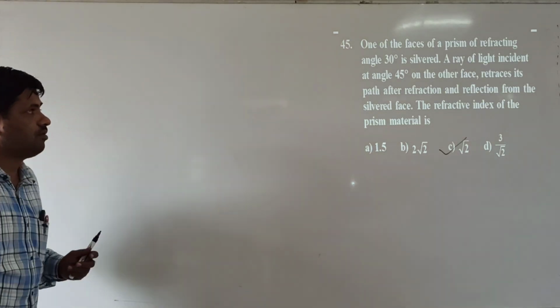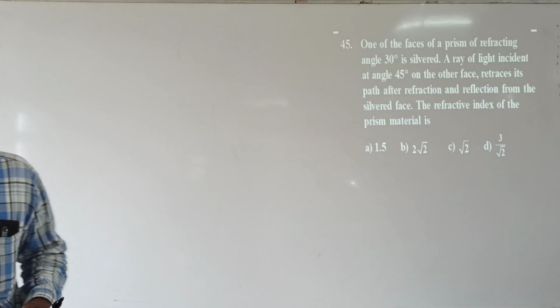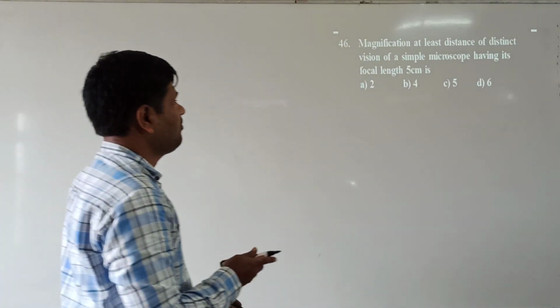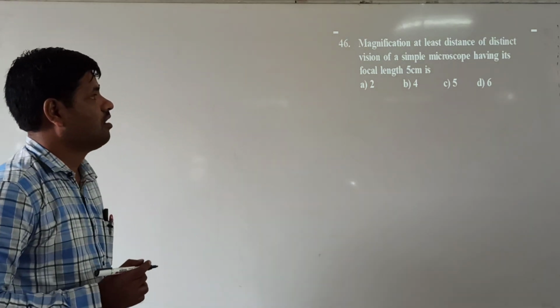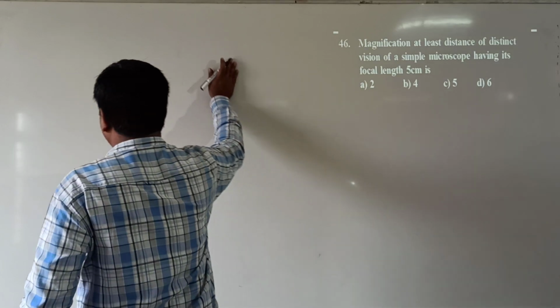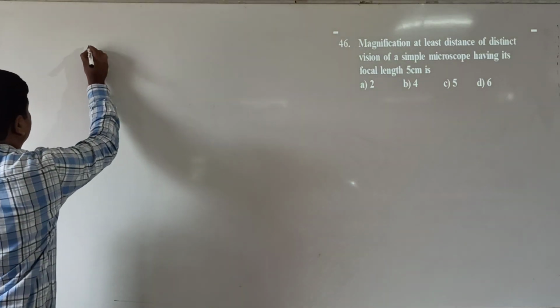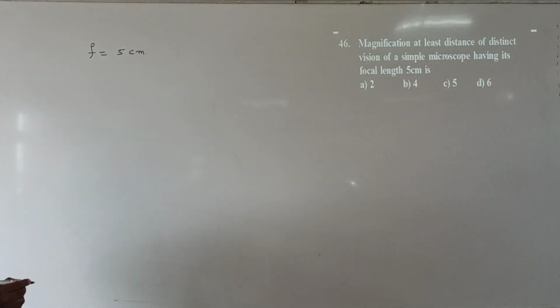Next we go to question number 46. Now, the magnification at the least distance of distinct vision of a simple microscope having a focal length of 5 cm. Now what is given in the problem here? Focal length is given as 5 cm.